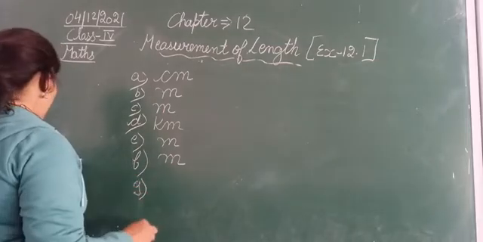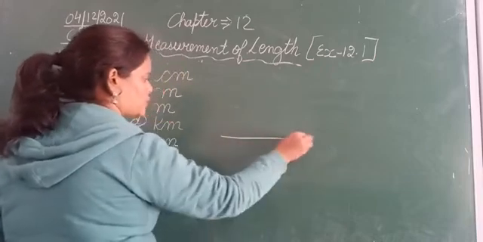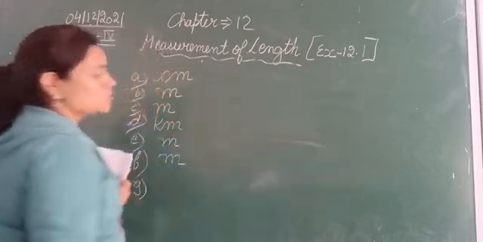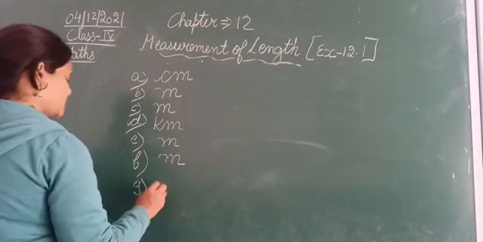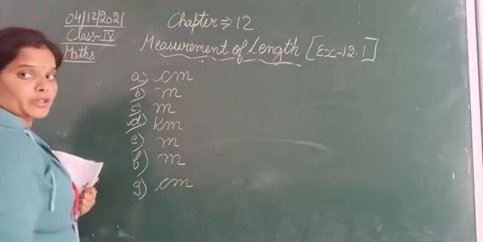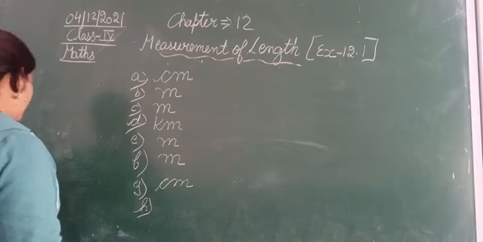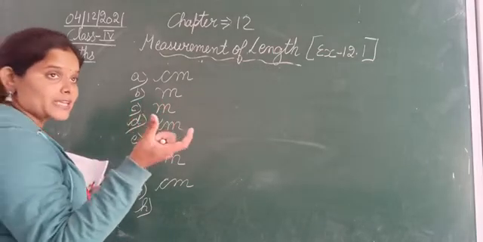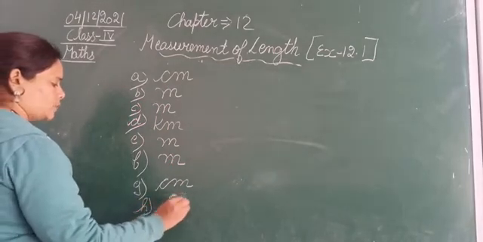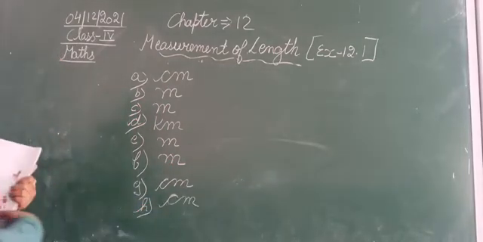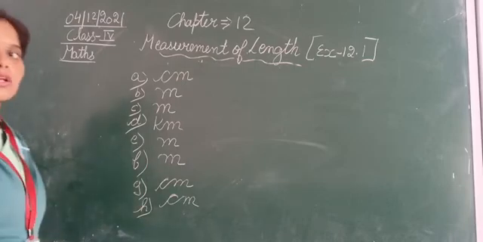Next, G, length of a line segment. So we draw a line segment. A line which has two end points is known as a line segment. If you have to measure the length of a line segment, we will use the centimeter unit, right? Next, H, length of a crayon. Crayons are quite small in size. For measuring the length of a crayon, we use centimeter. So these are the different units that we use to measure the various objects, right?